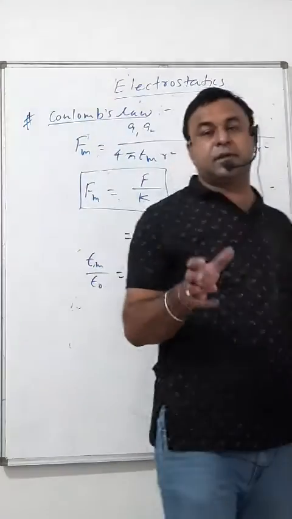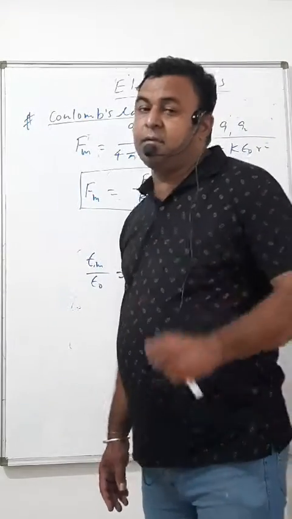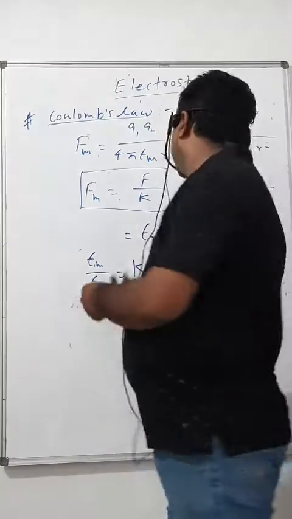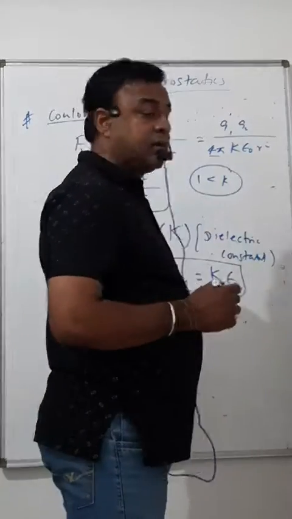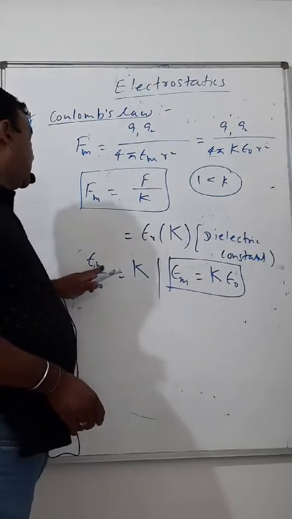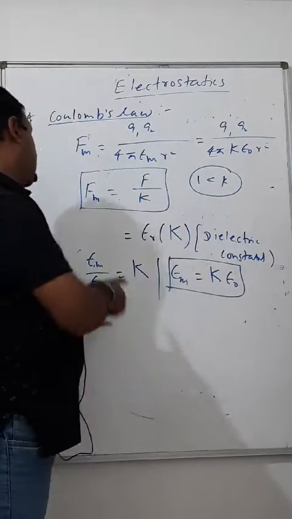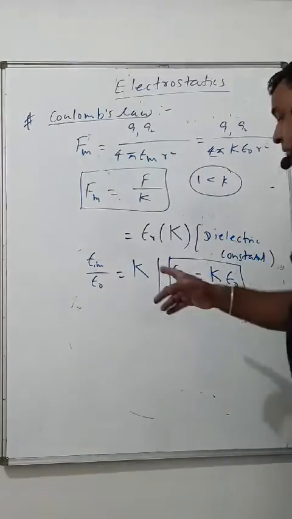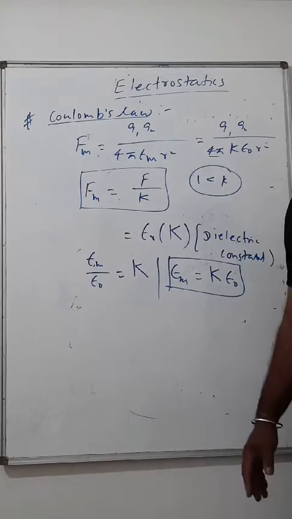If two charges experience force F in air or vacuum, then in any medium of dielectric constant K, the force becomes F by K. And K is always greater than 1. Keep in mind, because epsilon m upon epsilon naught is K, where epsilon m is the permittivity of the medium and epsilon naught is the permittivity of vacuum, where there is nothing. So the value of K will always be greater than 1.